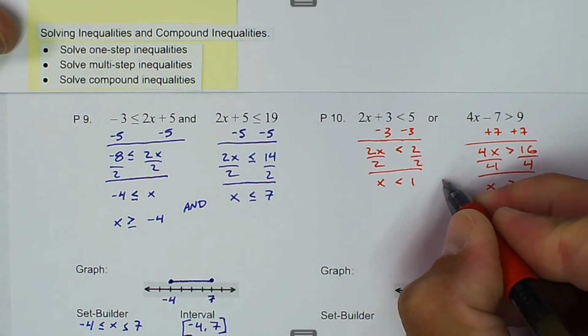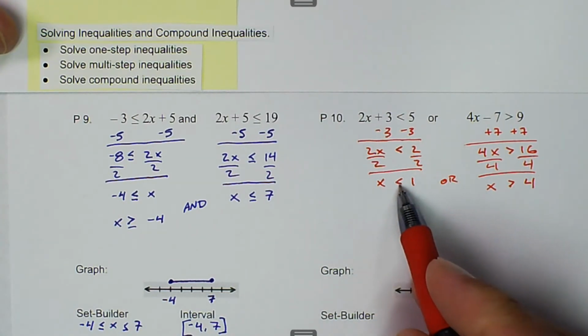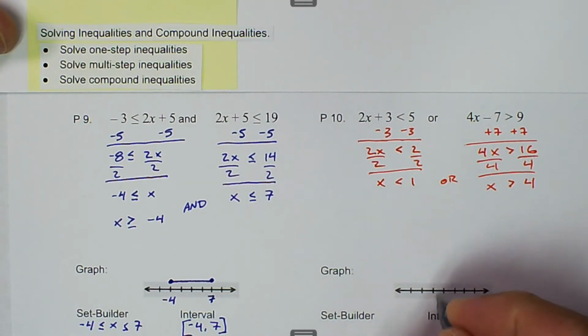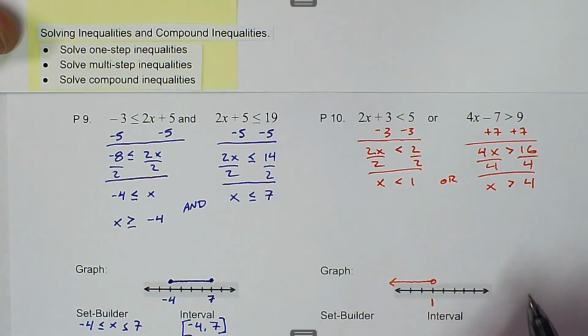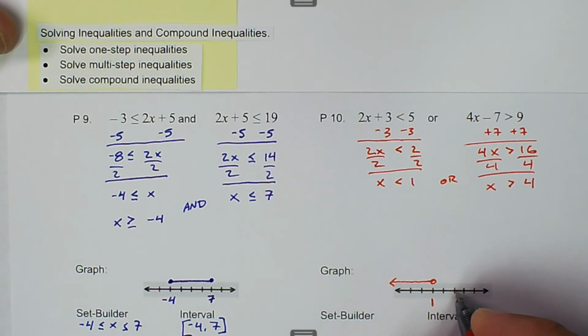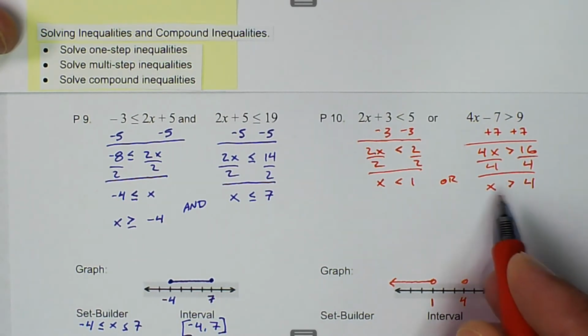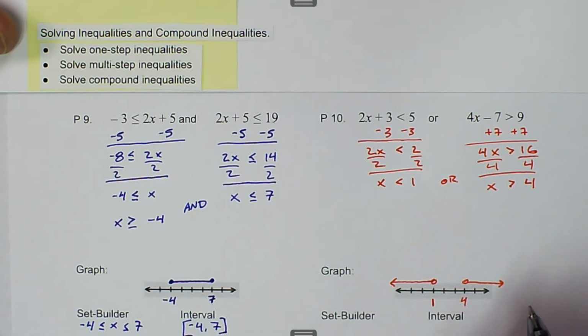And this says or. So I want to write that down because I want to make sure I pay attention to that. So this says x is less than 1. So I'm going to put the open circle and 1, and it's everything that's less than 1. And this says x is greater than 4. So 1, 2, 3, 4. So there's 4, and that's open circle, and that says x is greater than 4. So everything greater than 4.